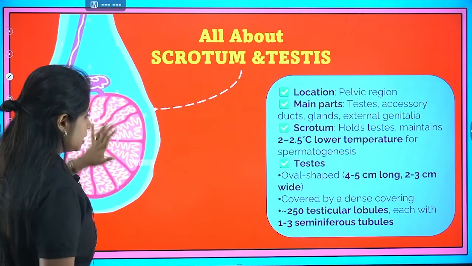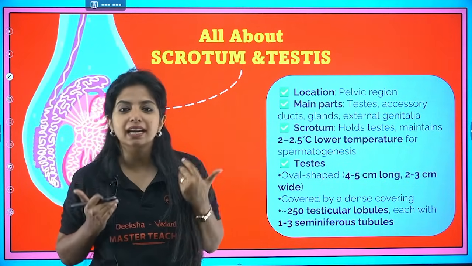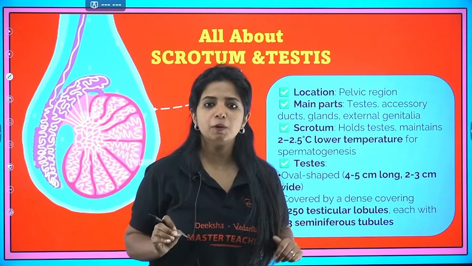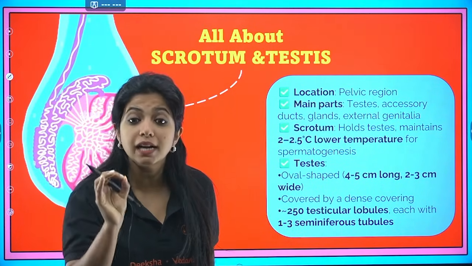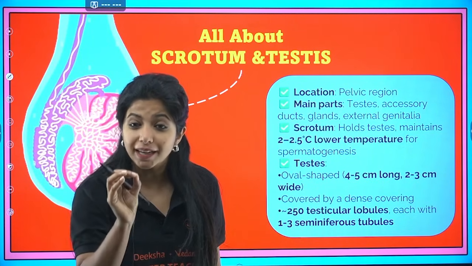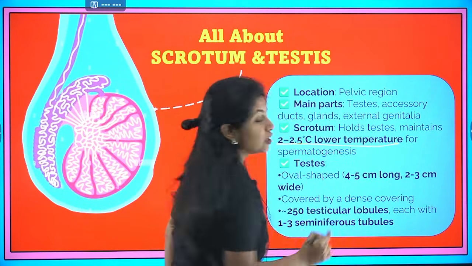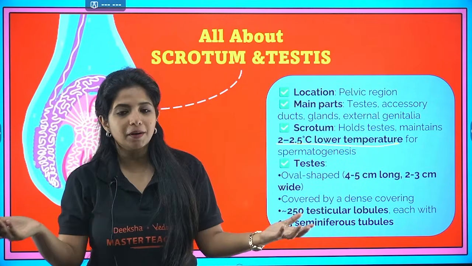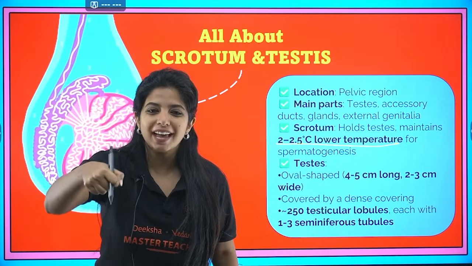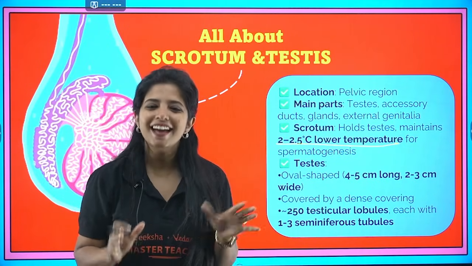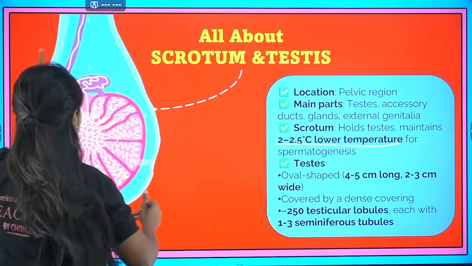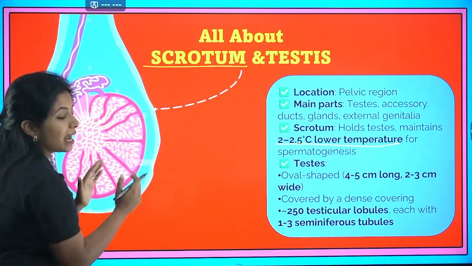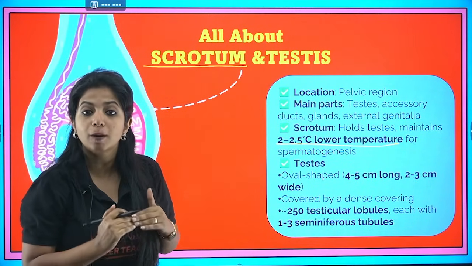So where is the testis? You know, the testis cannot be inside our body. Why? Because the sperm says that I am not going to be formed until and unless the temperature is at least 2 to 2.5 degrees Celsius lower than the normal body temperature. Then what can be done? I am going to put you inside a sac and put you outside the body. The sac-like structure is known as the scrotum, and it is outside the abdominal cavity, in the lower abdominal cavity.